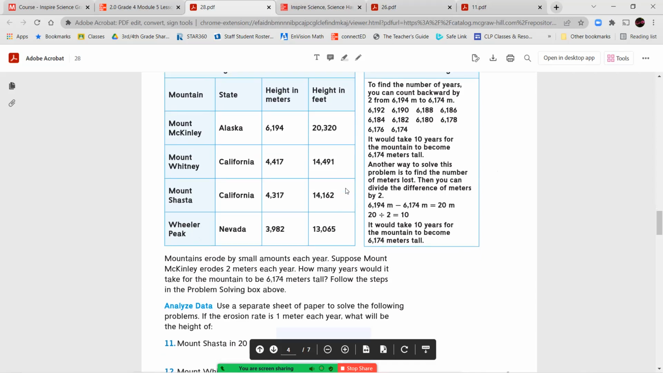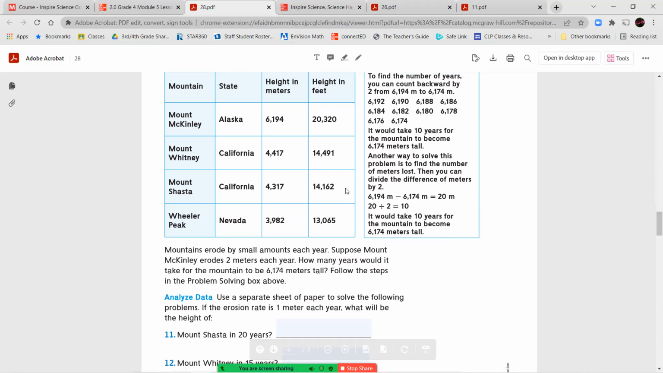So mountains erode by small amounts each year. Suppose Mount McKinley eroded 2 meters each year. So here's Mount McKinley in Alaska. And if we're working with meters, we're looking at the height in meters, so 6,194 meters. How many years would it take the mountain to be 6,174 meters tall? Follow the steps of the problem-solving box. So this is what we were just looking at.